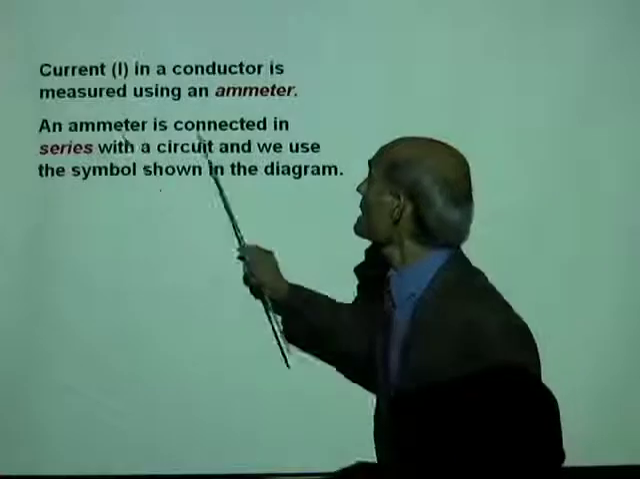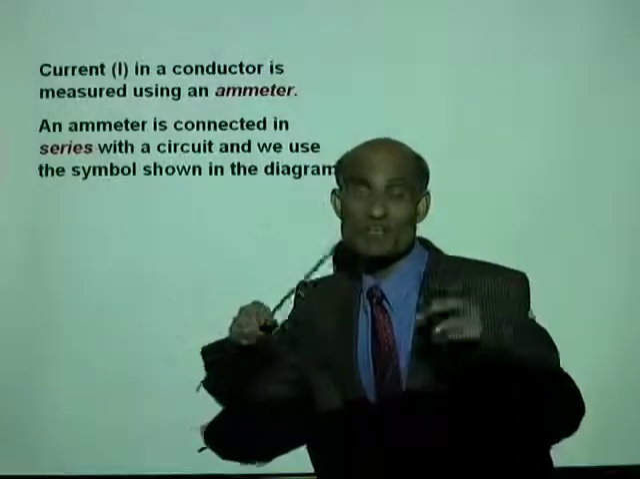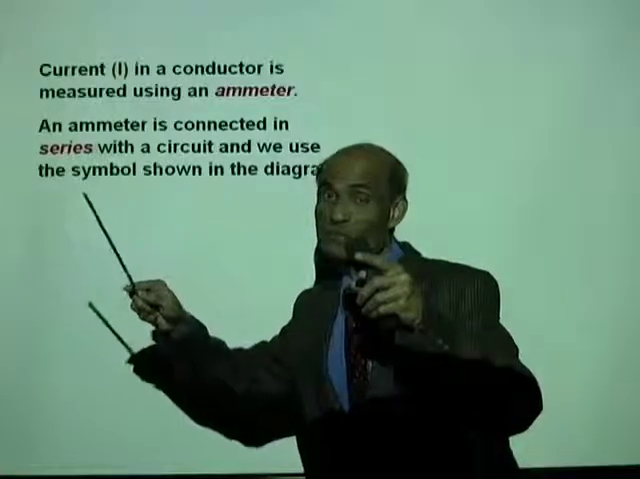An ammeter is connected always in series with the circuit because the current has to go through it and through the conductor.